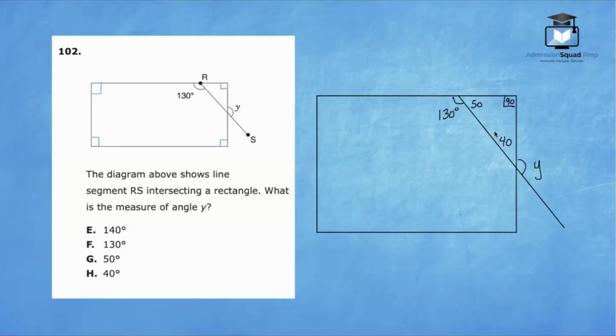For our last step, we'll notice that the 40-degree angle is forming a straight line with angle Y. Therefore, it is a linear pair. For linear pairs, they are supplementary. So 40 plus Y equals 180, which means Y is 140. So the correct answer is choice E.